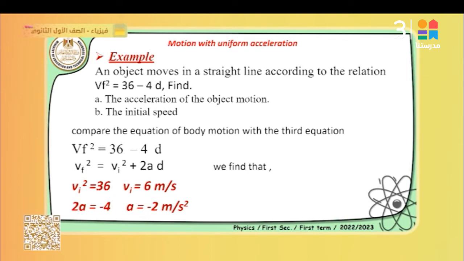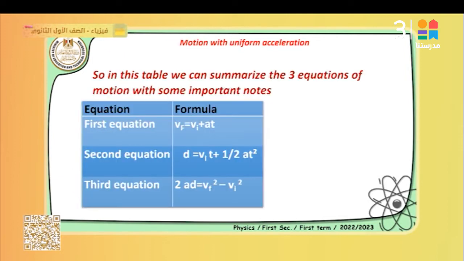with the original equation, v final squared equals v initial squared plus 2ad. So v initial squared is 36, so v initial equals 6 meters per second, and 2a equals minus 4, so a equals minus 2 meters per second squared.